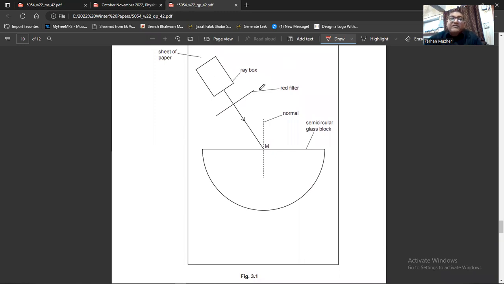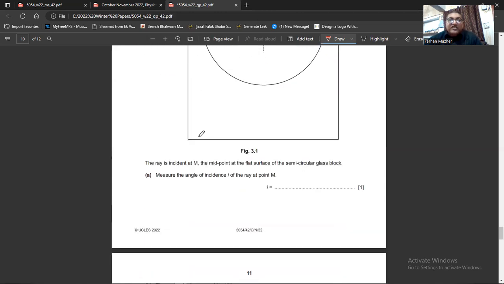And here we have a red filter. So it's basically a torch from which a beam of light is coming. And here we have a red filter, so only the red light will pass through it. And then it is incident on this semicircular glass block here, and this is the normal. Let's see what they say.